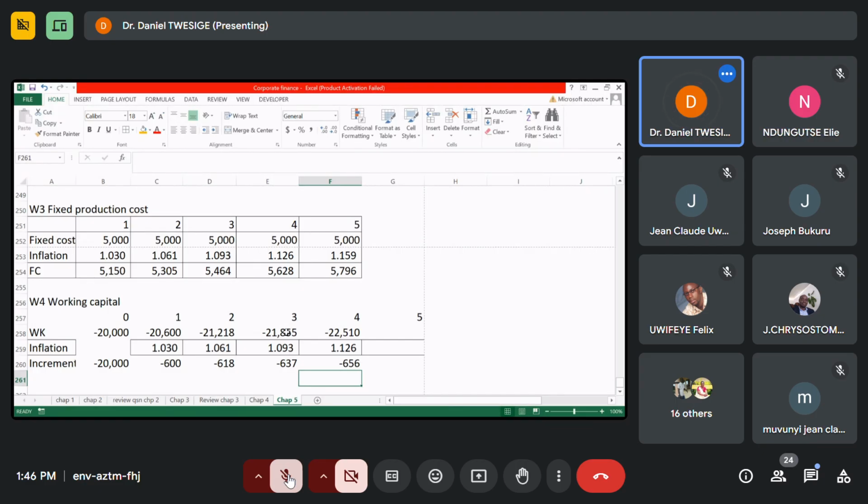Now, how much are you going to recover? If you add all of these investments in working capital, you will recover this. That's the amount you are going to recover in working capital.